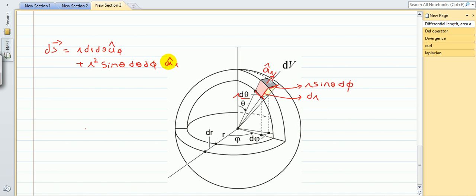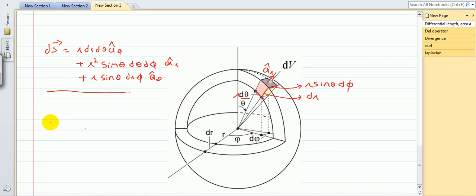And if I consider the yellow surface, then the variables are r sine theta d phi and dr. So I can write r sine theta dr d phi, and the unit vector in the direction of the remaining parameter, that is a theta cap. This is the differential surface vector for the spherical coordinate system.